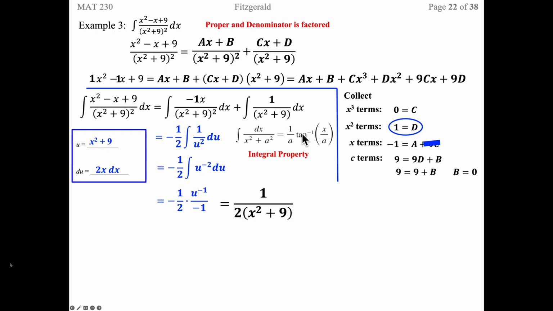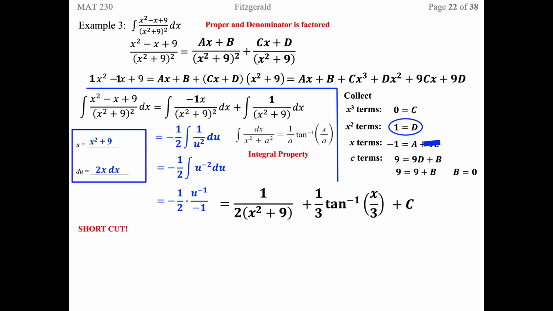So that will be 1/3 inverse tangent of x over 3. And then we put in our plus c. All right. Now, sometimes there is a shortcut to doing all this work.